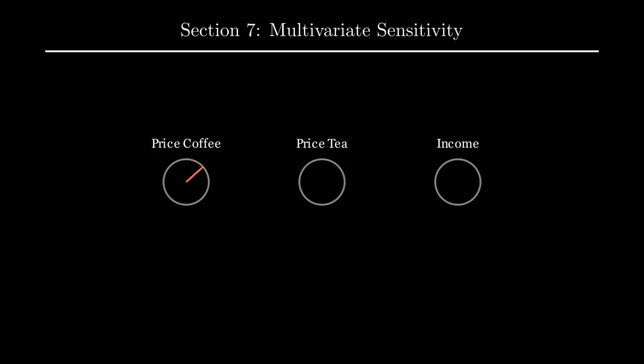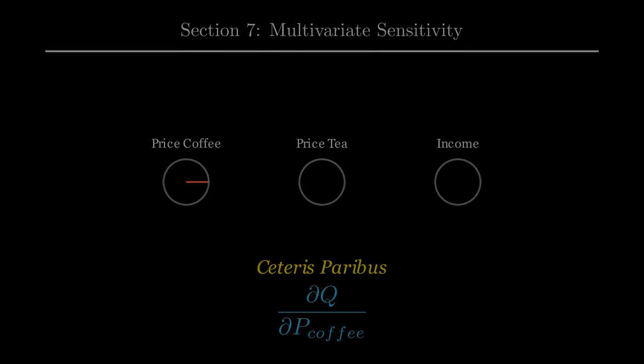Section 7. Multivariate sensitivity, partial derivatives. In the real world, nothing happens in isolation. The demand for coffee depends on its price, the price of tea, and your income. We use partial derivatives to check sensitivity to one factor while keeping others constant, the famous ceteris paribus. It's like having several knobs on a machine and turning only one to see what happens.